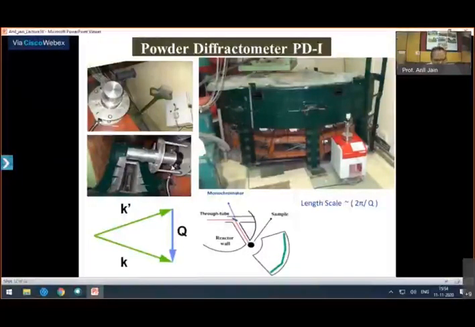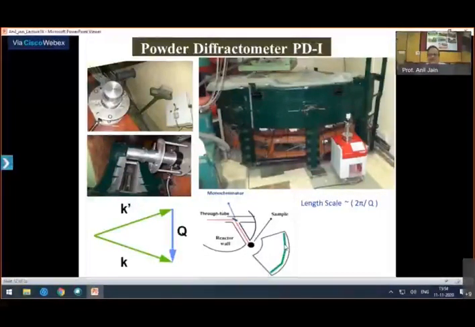Now these monochromatic neutrons, which are reflected from this monochromator, fall on the sample, and after this, they interact with the sample. As you know, Debye-Scherrer cones are emitted. To collect the intensity of this Debye-Scherrer cone, what we have used here is position sensitive detectors. So in this diffractometer, what we have is 3 one-dimension position sensitive detectors.